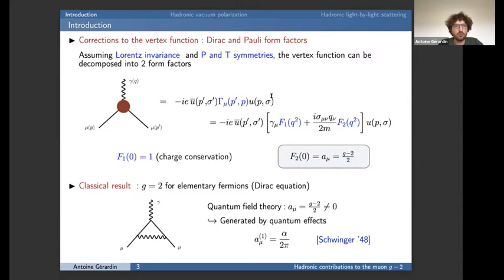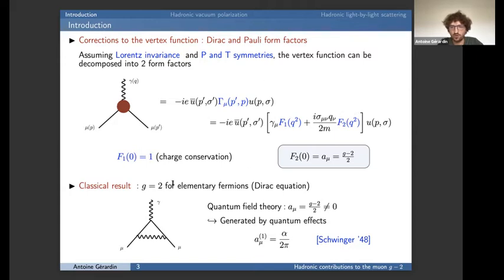Okay, so in a more formal way, if we use the symmetries of the theory, in this case we are interested in this QED vertex function, and we can show that it can be written in terms of two form factors, the Dirac F1 and the Pauli F2 form factors. Then the normalization of F1 is just 1 due to charge conservation. And at the origin, F2 is given by what we want, so by this anomaly. So it is 0 at the classical level, and this is a purely quantum effect.